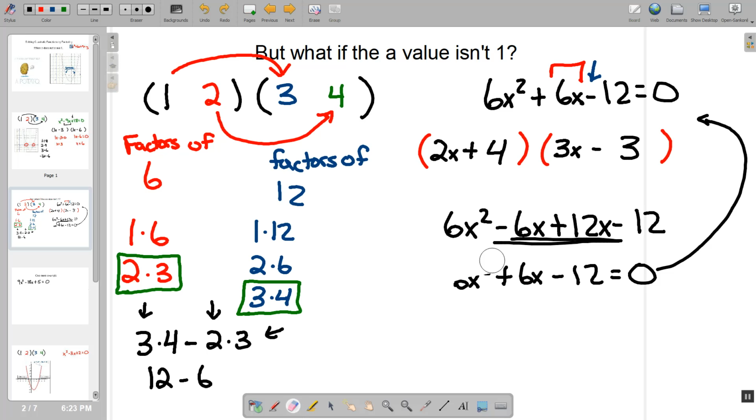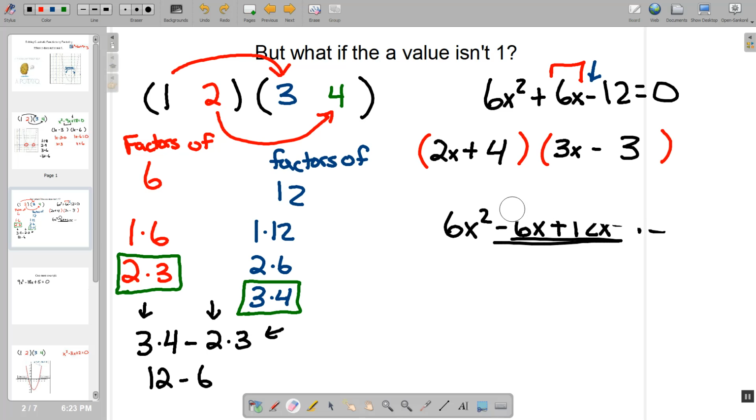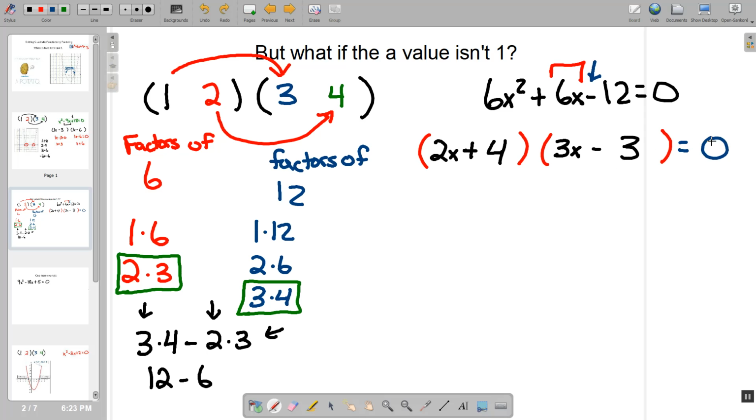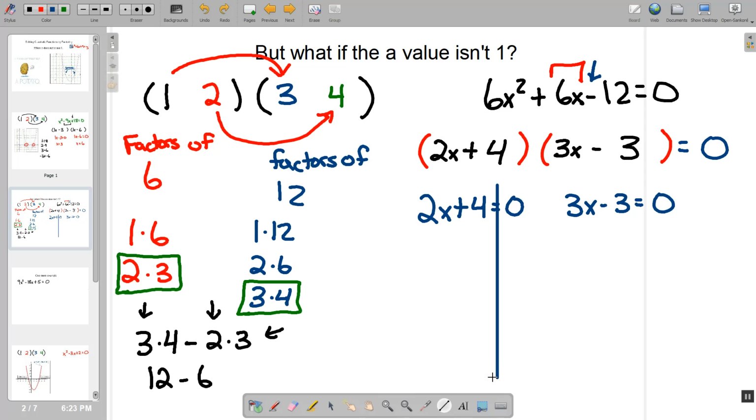Now, the last step that almost everybody forgets at least once is we need to solve our problem using the zero product property, which means I need to set each of these equal to 0. So I will do 2x plus 4 equals 0, and I will do 3x minus 3 equals 0, and then I'm going to solve each of these equations for x.